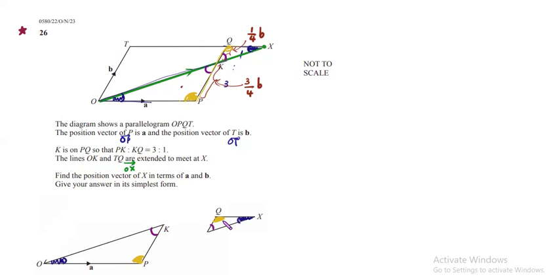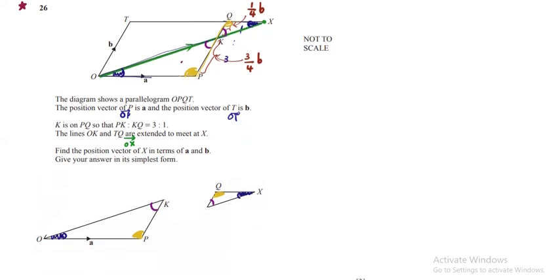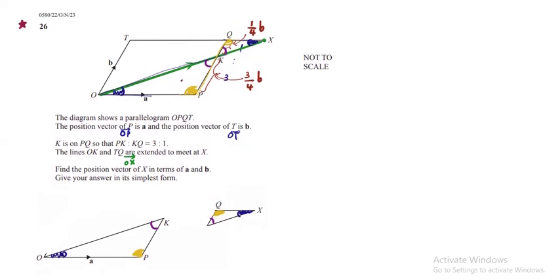If I consider the ratio of the matching sides, first I will mark all the side vectors given to us. So OP is A, that's already marked here. Then we know what PK is. This is 3/4 B. Then this is going to be K here. KQ we also know is going to be 1/4 B.